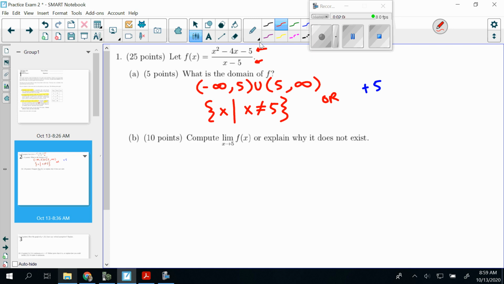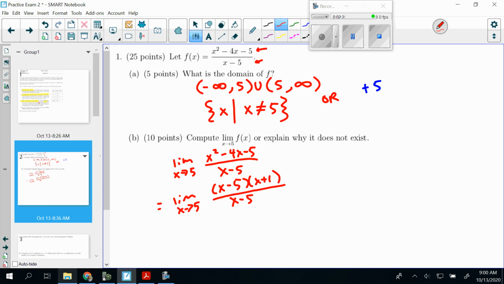Part B, compute the limit. So with the limit now, you're writing what's the limit as x goes to 5 of that function up there. One thing you should have noticed is we can factor that top out. So you should have factored this to x minus 5 and x plus 1. That allows us to cancel out here the x minus 5s. Now we get the limit as x approaches 5 of just x plus 1. And now you can plug in 5 to get your answer of 6.